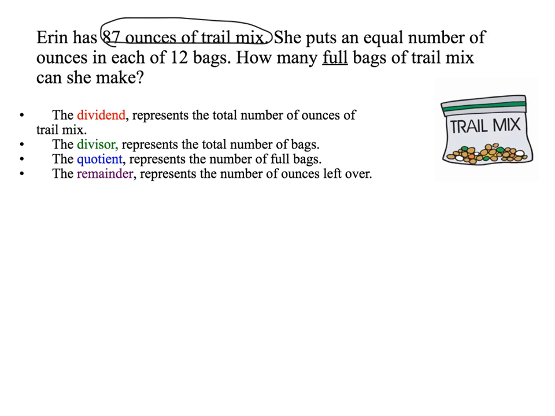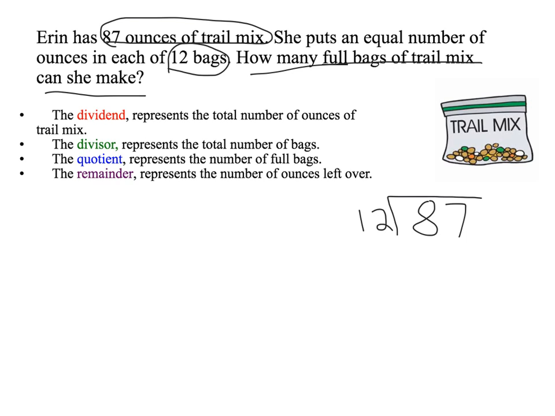Then we need to look at the divisor. That represents the total number of bags. Well, she has 12 bags. The question asks us how many full bags of trail mix can she make, and that's going to be the quotient. So we need to divide. We need to put the total number of ounces of trail mix, the dividend, 87, inside the division sign. We need to put the total number of bags, the divisor, in the divisor spot. And now we need to find the quotient, the total number of full bags.